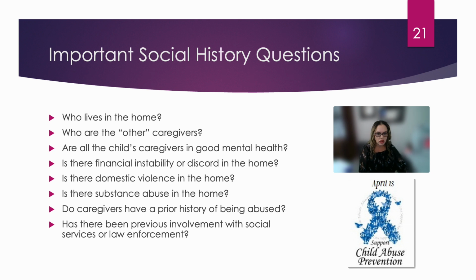Important social history questions. You want to make sure you know who lives in the home, who are the other caregivers in the home. Are all of the child's caregivers in good mental health? Does anyone have mental disorders, anxiety disorders? Is there financial instability or discord in the home? Is there any history of domestic violence in the home or substance abuse? Do caregivers have a prior history of being abused in childhood or as an adult? And have there been any previous involvement with social services or law enforcement in the past?